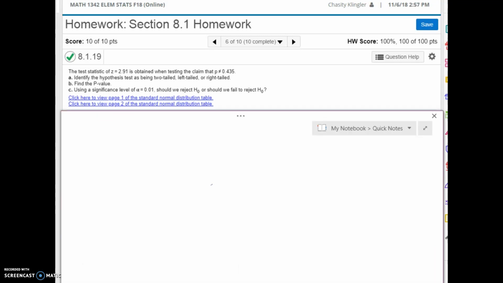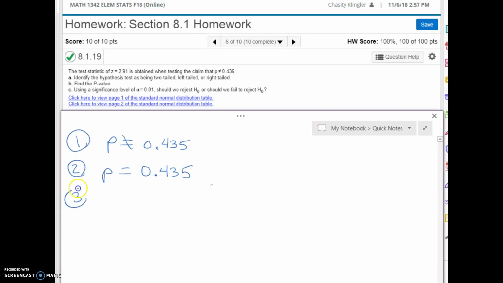So again, this is giving us our test statistic, so we don't have to find it, and we're going to use it for the claim that p does not equal 0.435. So that's our original claim. The opposite of that is p equals 0.0435.